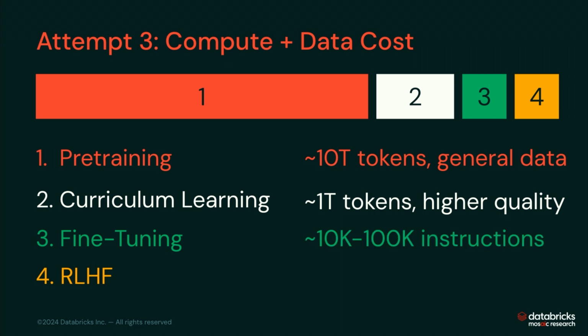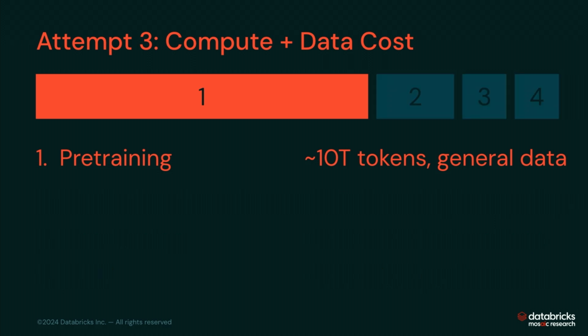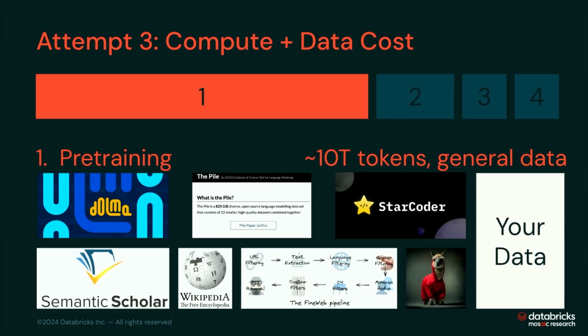Fine-tuning, if you're doing instruction fine-tuning, is typically 10,000 to 100,000 instructions, somewhere in that ballpark, I would guess. And then RLHF could be 10,000 to 100,000 preferences. Again, these are orders of magnitude. We'll look at some examples in the real world in a moment and see what people have done. So for pre-training, this first phase, there's a lot of cool data out there.